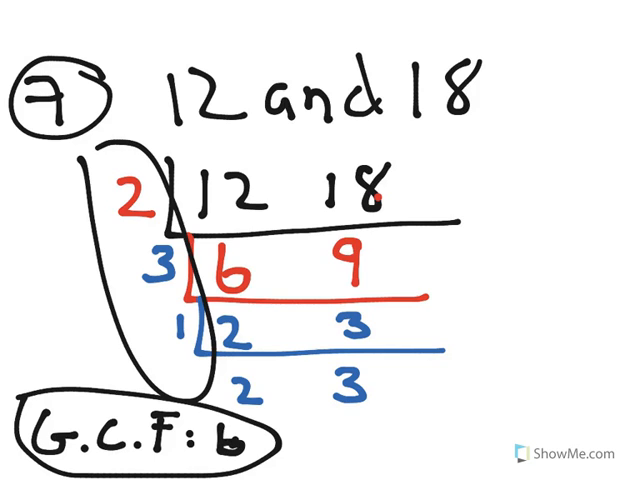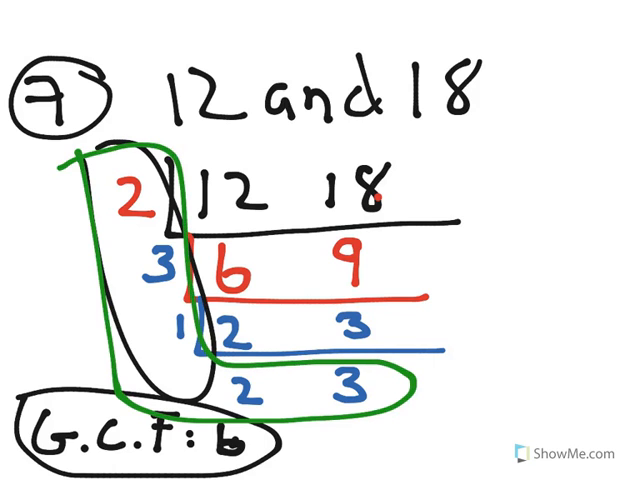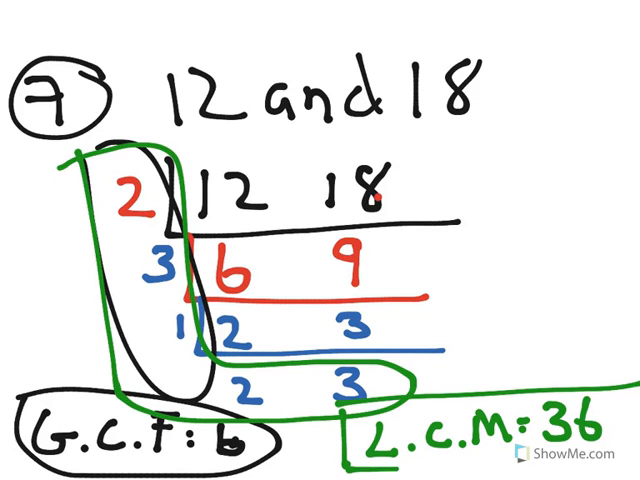In order to find the least common multiple, I have to use all of them. So remember, it kind of makes an L for least common multiple. So I'm going to multiply 2 times 3, which is 6, times 1 is 6. And down here I got 2 times 3, which is 6. So 6 times 6 is 36. So my least common multiple is going to be 36. Okay, I hope this helps you out with everything.